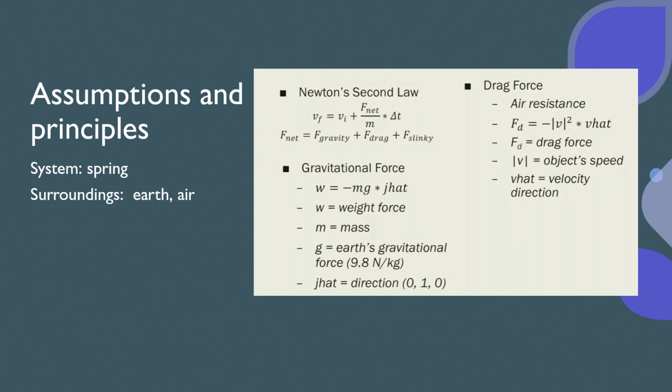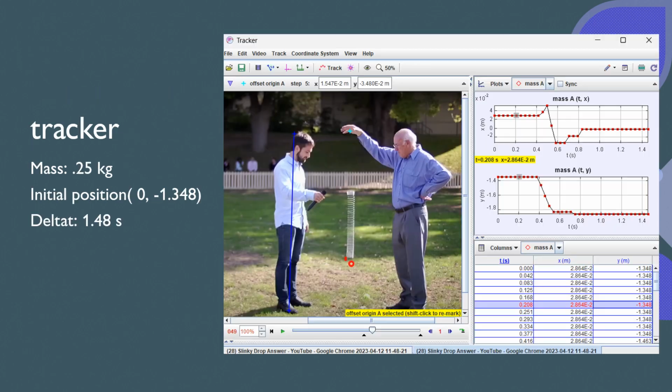So the force of drag is proportional to negative magnitude of velocity squared times v hat. And then the magnitude of v is the object speed. And then there's the velocity direction.